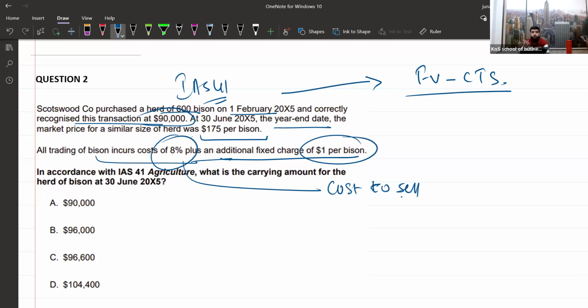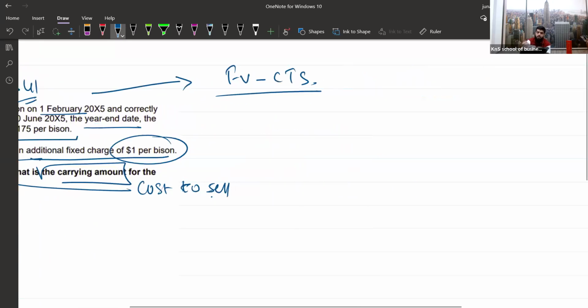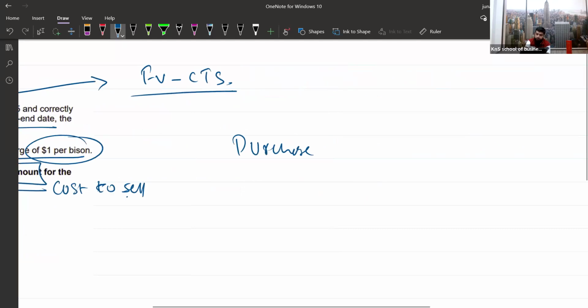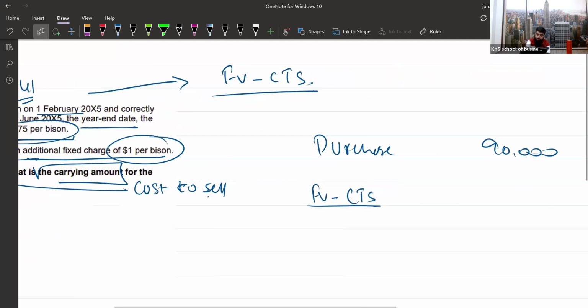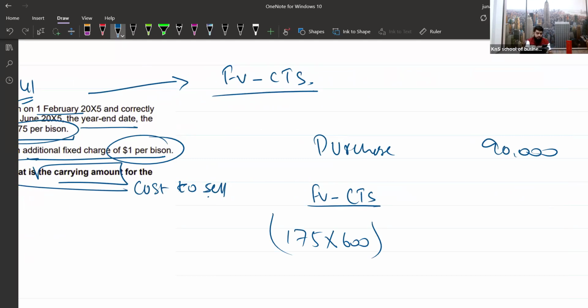Now, what is the requirement? Are we going to calculate the gain or loss, or what? In accordance with IAS 41, what is the carrying amount of the herd of bison on 30th of June 2005? Simple as that. The herd was purchased at 90,000. Although it's not required, at the end of the year we need to measure the biological asset at its fair value less cost to sell. The fair value was $175 per bison and there are 600, so 175 multiplied by 600 is 1,05,000.